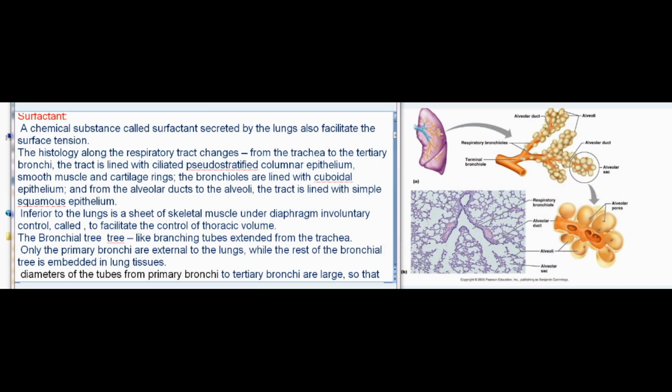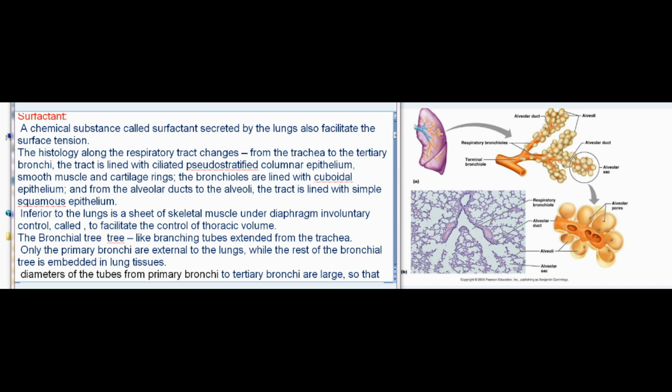The histology along the respiratory tract changes. From the trachea to the tertiary bronchi, the tract is lined with ciliated pseudostratified columnar epithelium, smooth muscle, and cartilage rings. The bronchioles are lined with cuboidal epithelium, and from the alveolar ducts to the alveoli, the tract is lined with simple squamous epithelium. Inferior to the lungs is a sheet of skeletal muscle under involuntary control, called the diaphragm, to facilitate the control of thoracic volume.